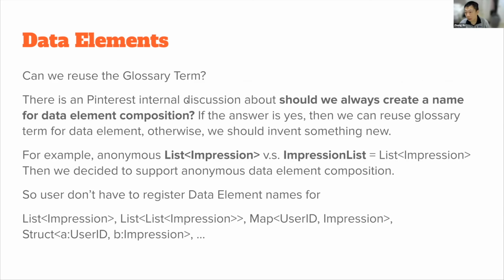So the first time we reused the glossary term, then we realized the glossary term does not meet our needs because we want some composition of the data element. For example, do we support an anonymous list of impression, or we don't support anonymous? Every time we want to compose it, we have to create a new data element called impression list. Then we decided to support the anonymous list of impression.